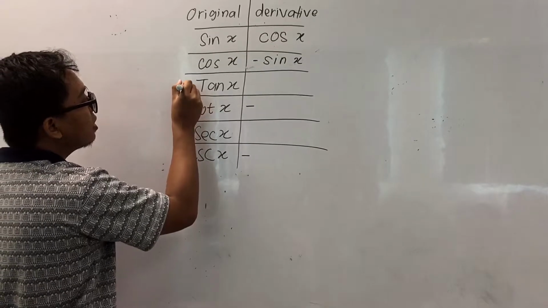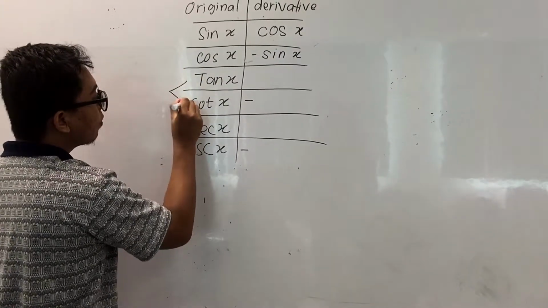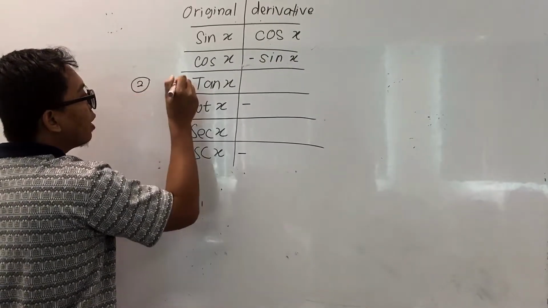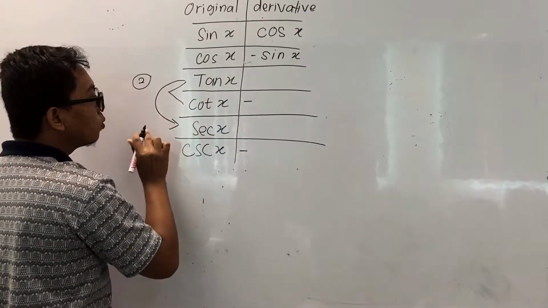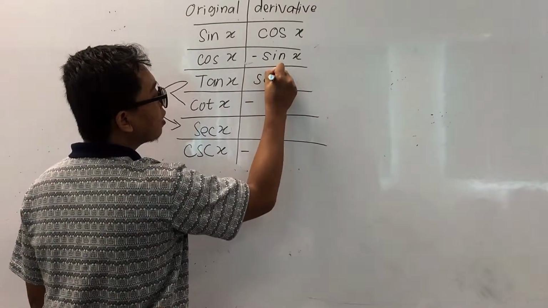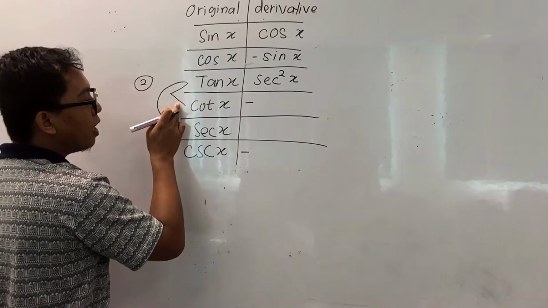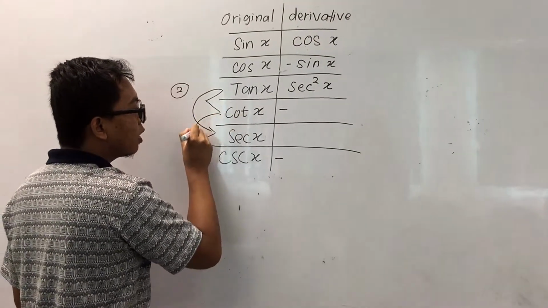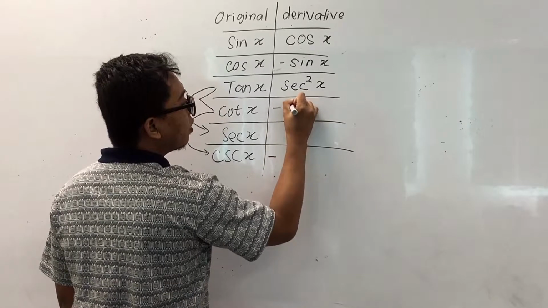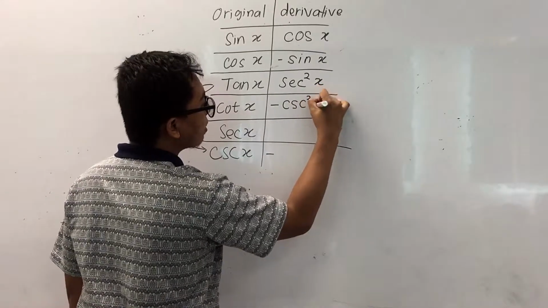tangent. Tangent is always special, same as cotangent. Special, which means it must have a square. So we refer to the next row. The next row is secant x. Secant x, we put it here, and it's special, so secant squared x. Next is cotangent x. For cotangent x, we look after one row, it is cosecant x. So we put cosecant x, but the special one must have a square, so cosecant squared x.